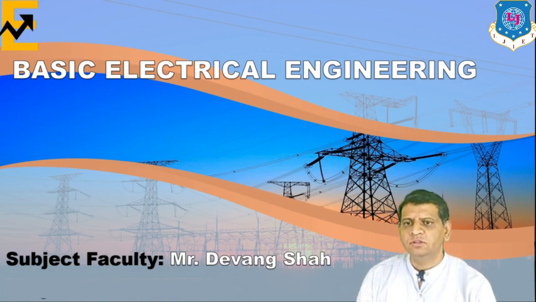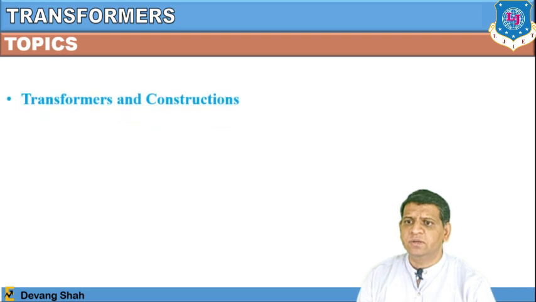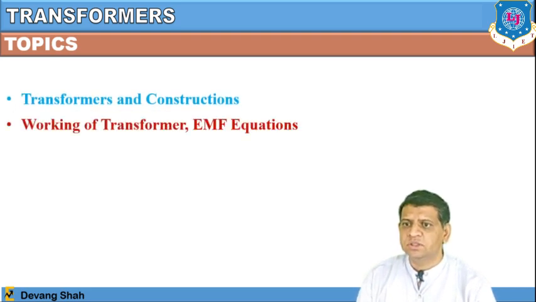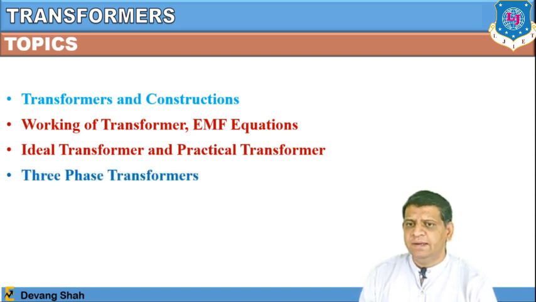We have been learning the subject basic electrical engineering, and we have been discussing the transformer. In our previous session we discussed magnetic materials and the BH curve, as well as the transformer and its construction. In today's session we are going to discuss the working of a transformer and the E.M.F equation. Then we are going to discuss the ideal transformer, practical transformer, three-phase transformer, and lastly the auto transformer.